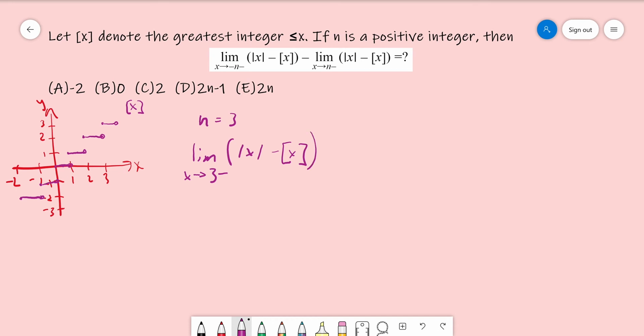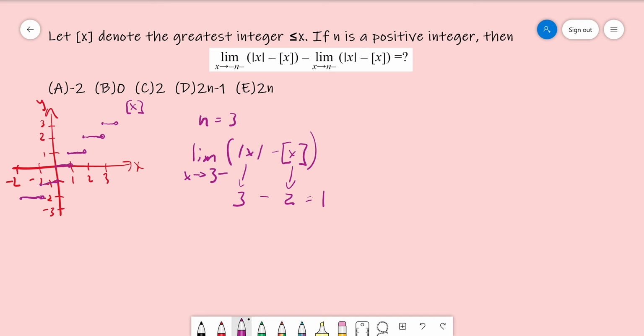Okay, well, what do we get here? The absolute value of 3 is just going to be 3. We know that the absolute value function is continuous, so the limit is just going to be the value of the function. So this gives us 3. Now the floor function is going to give us 2, because you can see from the picture that as you approach 3 from the left, the values are all going to be 2. So we get 3 minus 2, which is equal to 1. And that's going to be the case no matter what n we choose. It's not specific to 3. Even if we chose n equals 2, then we would see that 2 minus 1 is going to be 1.